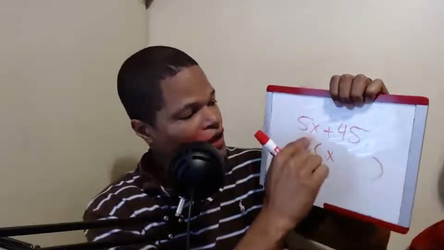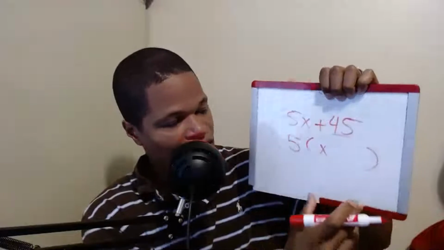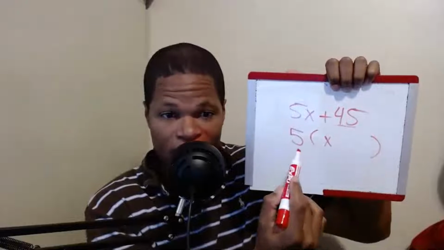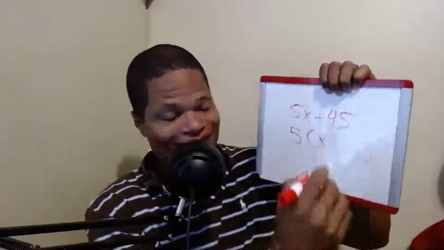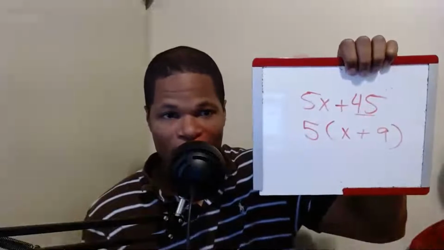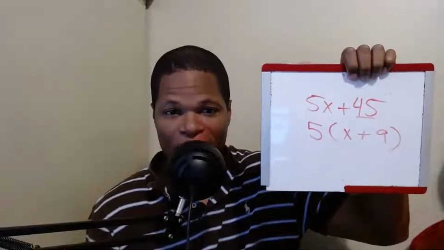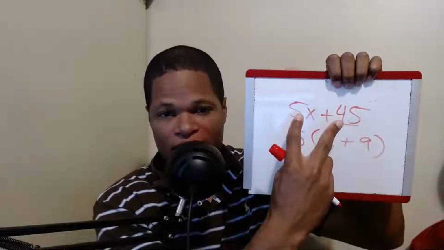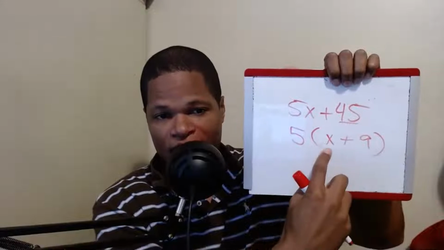Okay, so once I do that, now I'm moving on to the second term. I've got 45. I have to divide that by the GCF of 5. 45 divided by 5 is 9, and it's a positive 9, so I'm going to say plus 9. And guess what? I am done. I have factored this linear binomial into 5 times x plus 9.